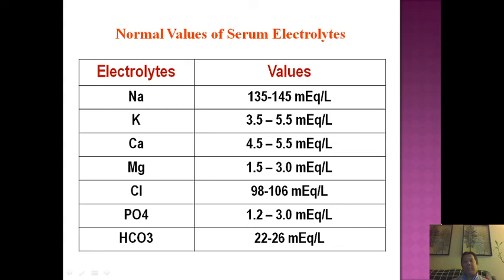It's 135 to 145 milliequivalent per liter. Potassium is between 3.5 to 5.5, calcium 4.5 to 5.5. Magnesium is 1.5 to 3.0. A lot of doctors usually want to maintain a magnesium level of 2.0, chloride between 98 to 106, the phosphate 1.2 to 3.0, and bicarbonate, make sure you remember this, is 22 to 26 milliequivalent per liter because you will be using this for interpreting acid-base balance as well.